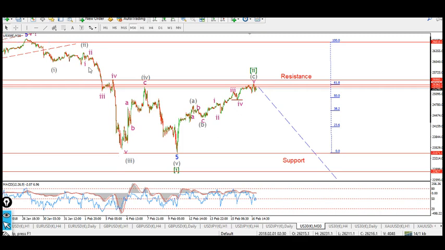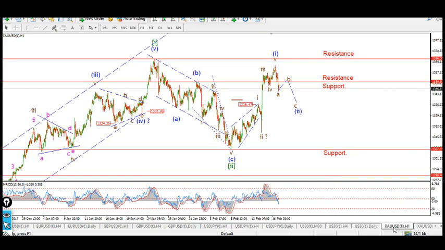At that point, we'll have waves 1 and 2, 1, 2, 3. So we'll be talking about being on the verge of a third wave down. Okay, so that's the setup in stocks for next week.